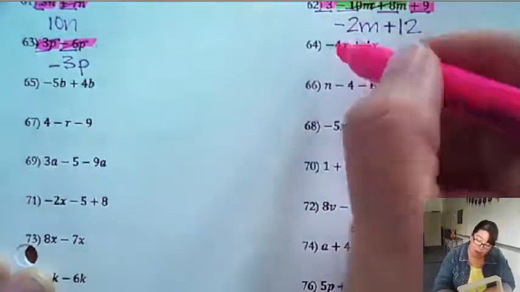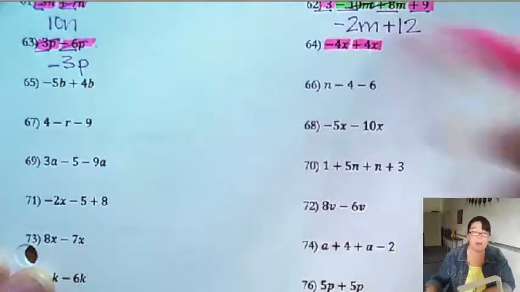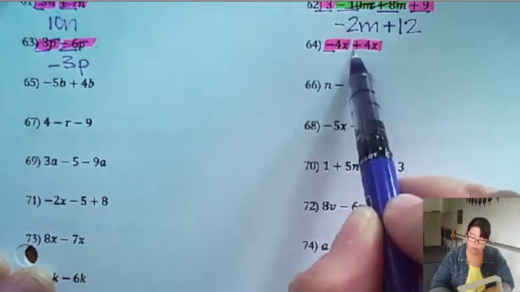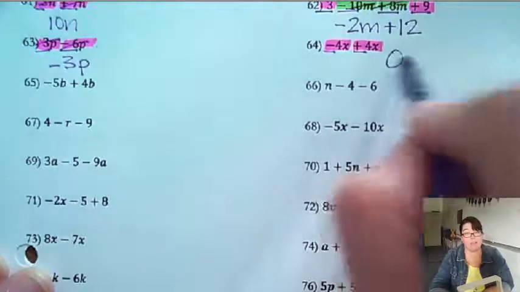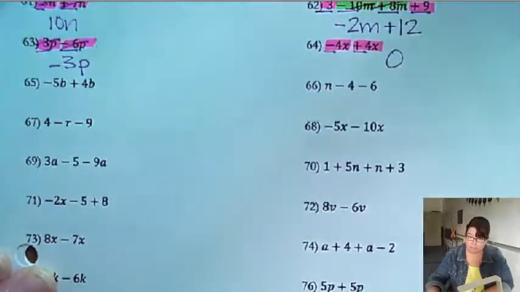64, I have a variable term with a coefficient of negative 4, and a variable term with a coefficient of positive 4. When I combine negative 4 and positive 4, different signs subtract, that just gives me 0. All done. How many x's do I have? 0 x's. I don't have any more. I had positive 4 and I had negative 4, but when I put them together, they canceled each other out and I don't have any more, so 0 is the answer there.